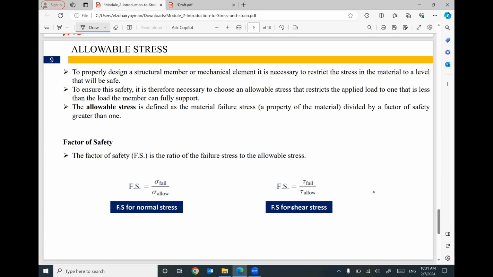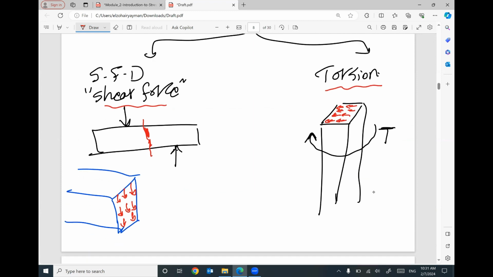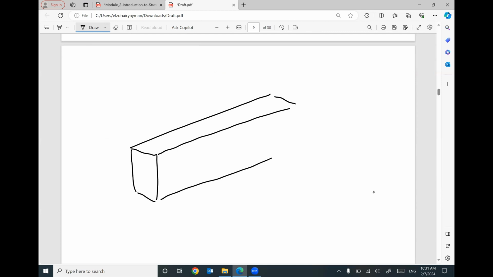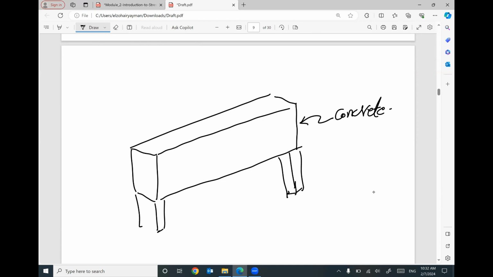Keep in your mind, we have something called allowable stress. What do you mean by allowable stress? Let me explain it here one more time. What I covered so far: I have a beam like this one. This beam is made from a material like concrete, maybe steel, maybe wood, maybe any material, whatever. This beam is supported by something here, and this beam is under the effect of forces.